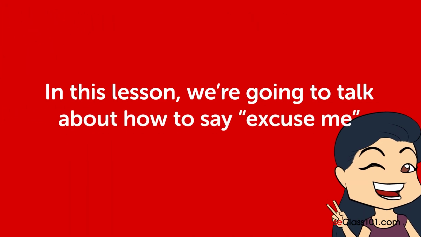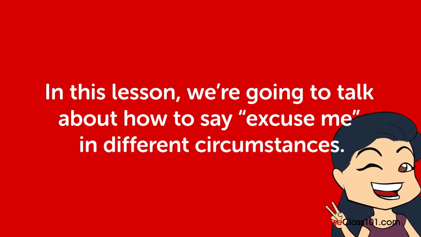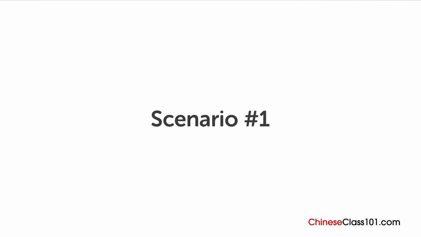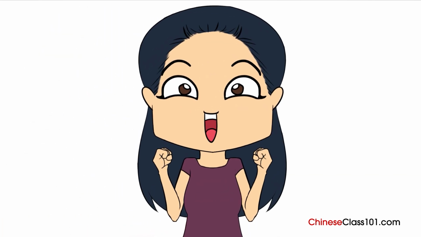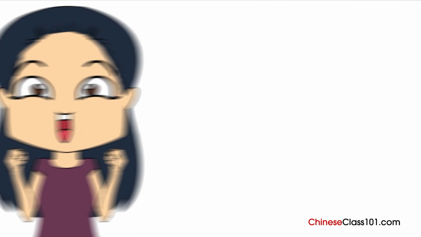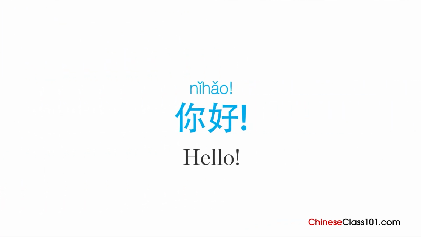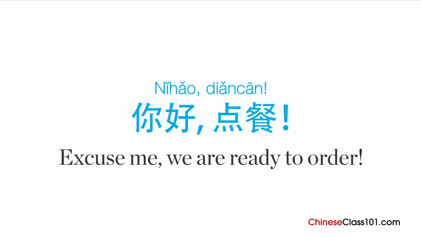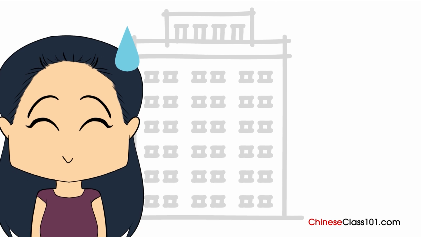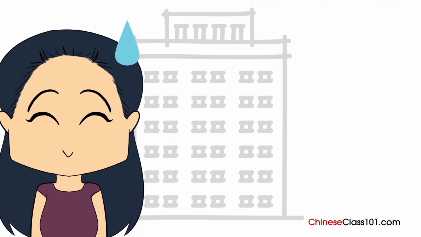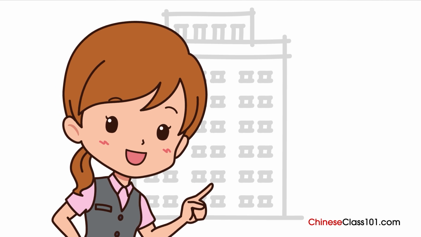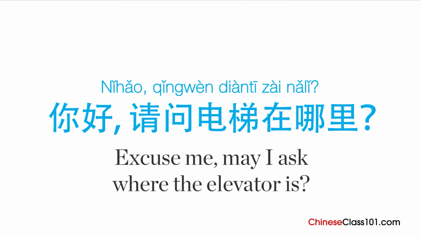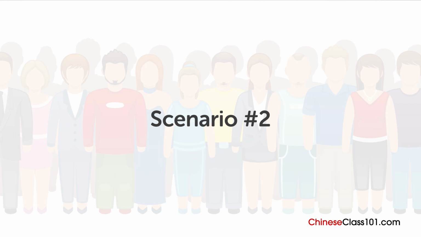Unfortunately, there isn't. In this lesson, we're going to talk about how to say excuse me in different circumstances. Scenario number 1. You want to get someone's attention, so you can wave at them and say 你好. It's easy and polite. In a restaurant, you may say to a waiter, 你好，点餐. If you're lost in a shopping mall and try to find the elevator, you may ask a sales lady or shopper by saying, 你好，请问电梯在哪里?